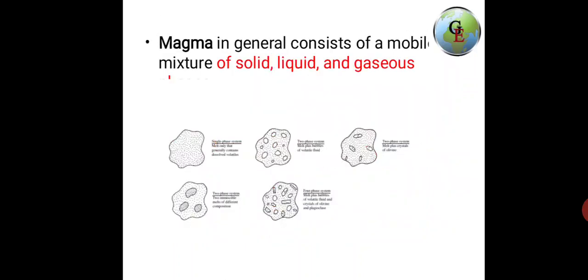Magma occurs in three phases: solid, liquid, and gas. It can also occur in individual phases, for example only the solid phase, solid and liquid phases, or solid and gaseous phases, and all three phases can also coexist in the same magma.